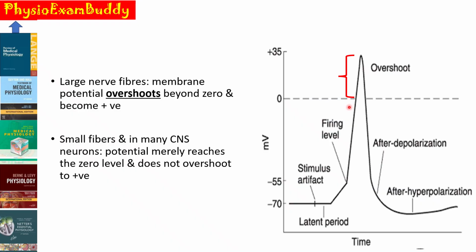And in case of large nerve fibers only, this membrane potential overshoots beyond zero and becomes a positive of plus 35 millivolt, and this happens only in case of large nerve fibers, whereas in case of small nerve fibers and in many CNS neurons, the potential merely reaches this zero level and it does not overshoot above this zero level in case of small fibers and in many CNS neurons.